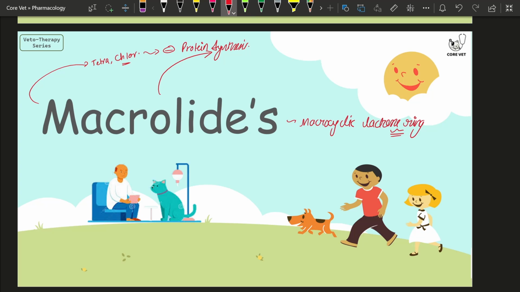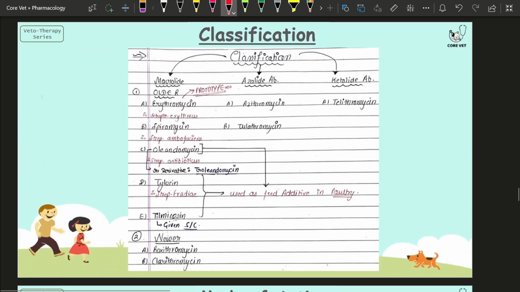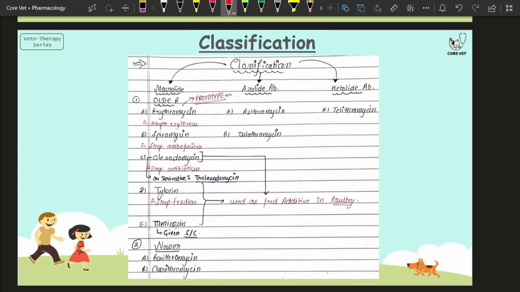Moving towards the classification of the macrolides. The macrolides could be classified into three: first, the macrolides; second, the azolide antibiotics; and third, the ketolide antibiotics. In the macrolides, there are the older macrolides and the newer macrolides.